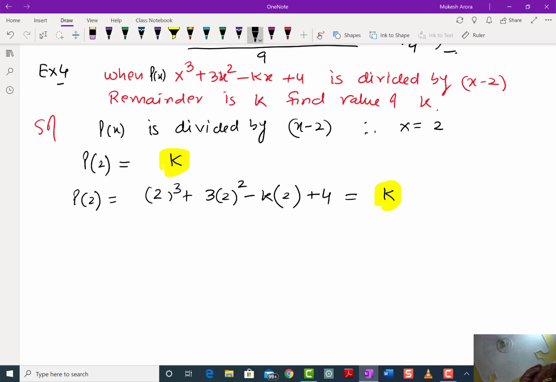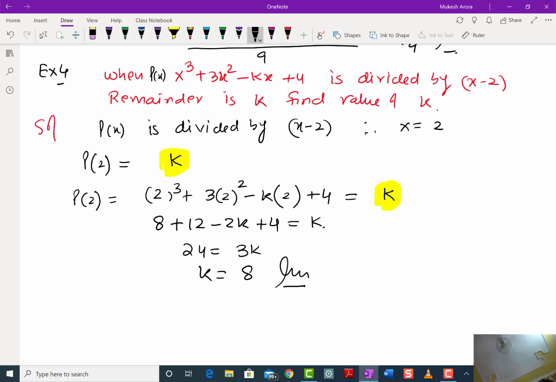And if we say that it is a factor, then in place of the remainder, it will be 0. It is 8 plus 12 minus 2k plus 4 is equal to k. 24 is equal to 3k. k is equal to 8. Right?